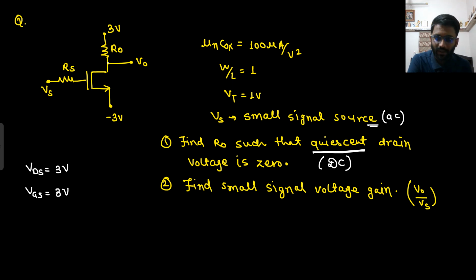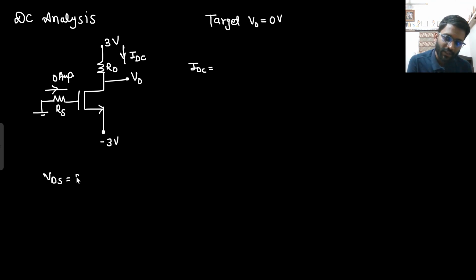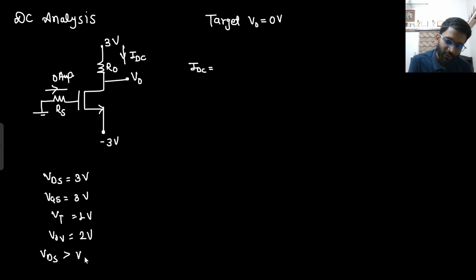Okay, on the next page I should write. What is your target? Target is your V0 should be 0 volt. So if V0 is 0 volt, then what will be your VDS? 3 volt only. What will be your VGS? This is gate which is at 0, source is at minus 3. VGS is 3 volt. What is VT? VT is 1 volt. So what is V overdrive? That is 2 volt. So here VDS is greater than V overdrive. That means this is in saturation region. So you will apply the saturation region current equation only.